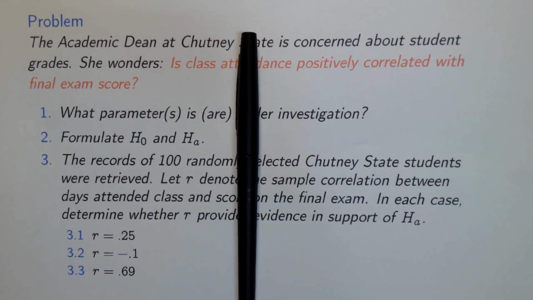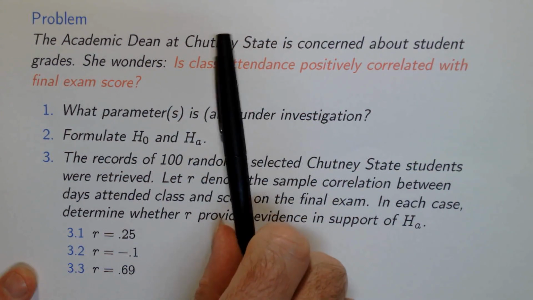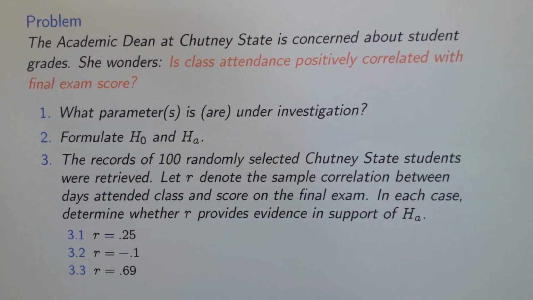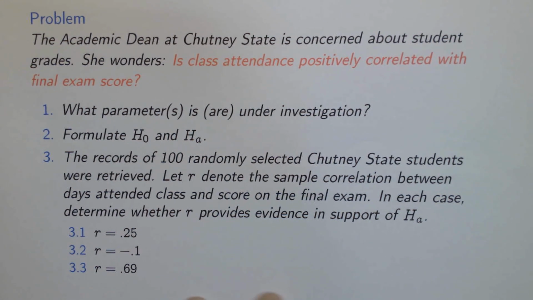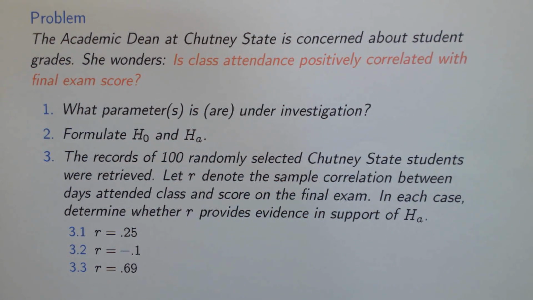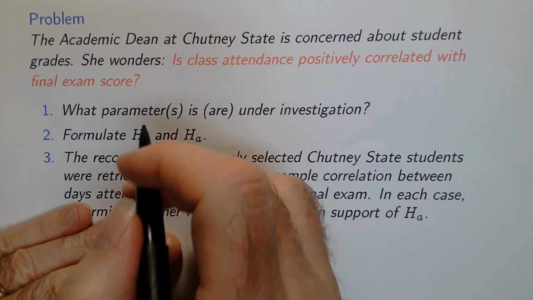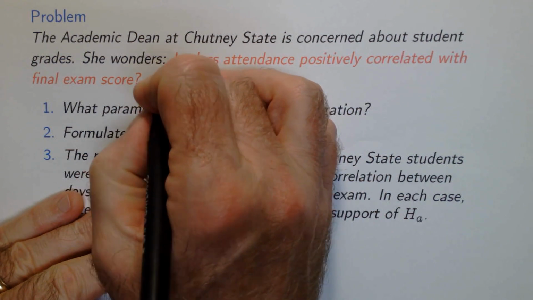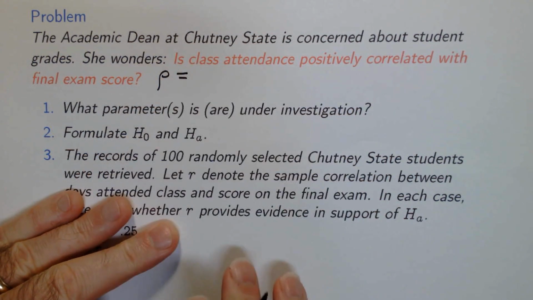Okay, let's take a look at this final problem of this type. The academic dean at Chutney State is concerned about student grades. She wonders, is class attendance positively correlated with final exam score? So, part one, what parameter or what parameters are under investigation? Well, we can see by the nature of the question that it's a correlation, and it's a population correlation. So we're going to use rho to denote this parameter.